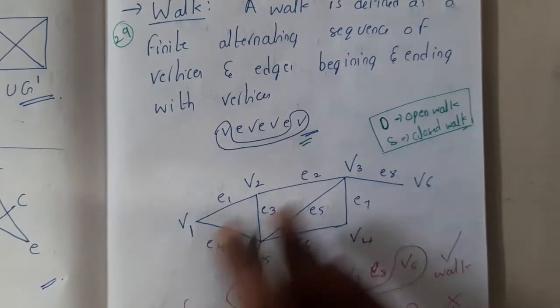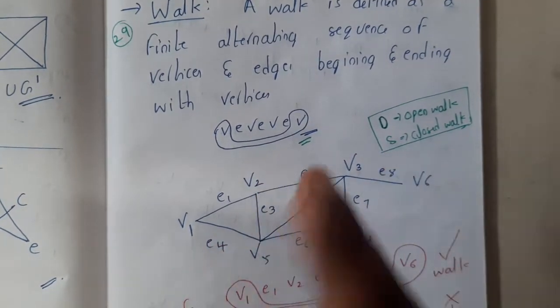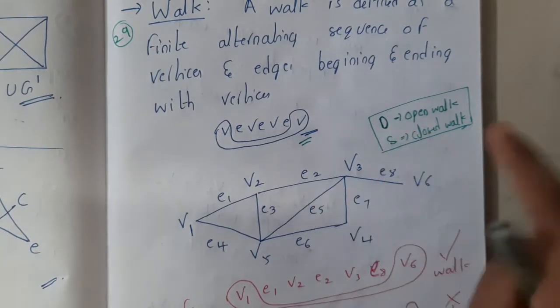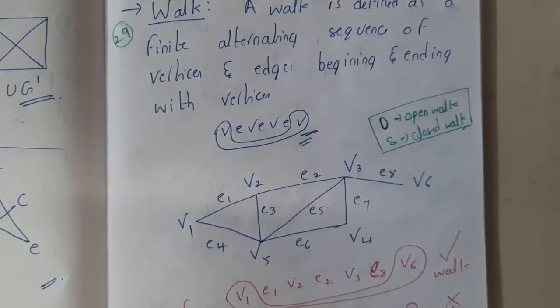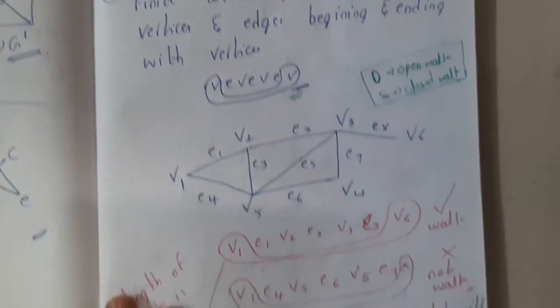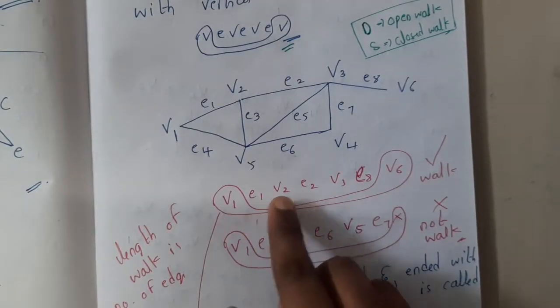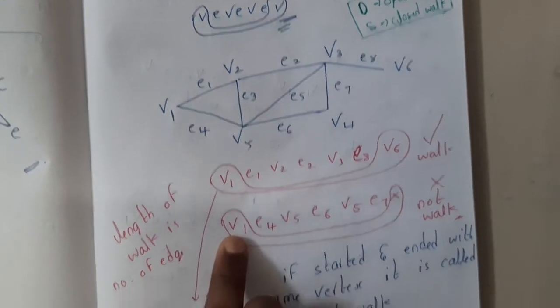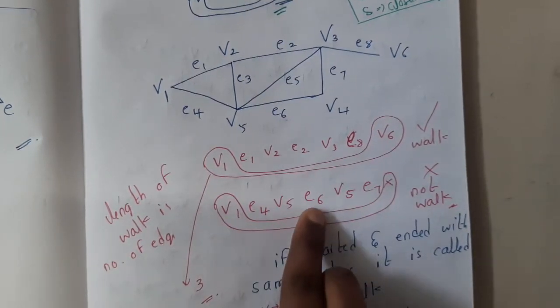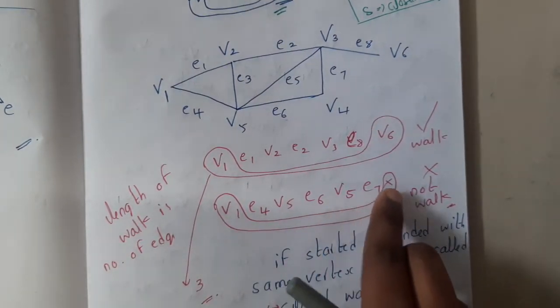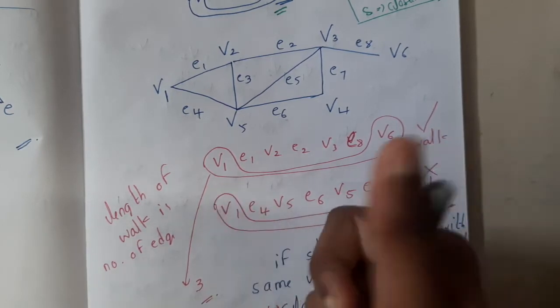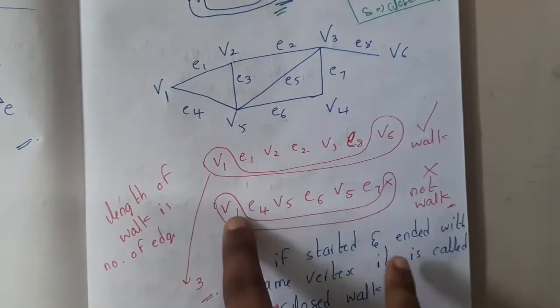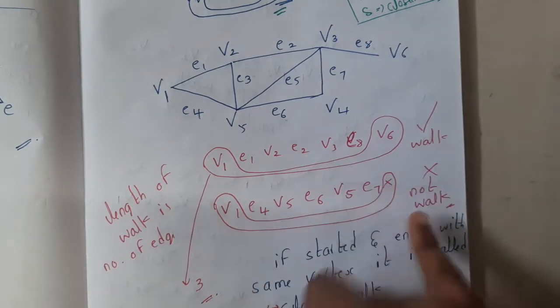The only concept is that it is vertex-edge pairs: vertex, edge, vertex, edge, vertex, edge, and end with a vertex, starting and ending with a vertex. Here we wrote an example. V1, E1, V2, E2, V3, E8, V6. So this is a walk. Similarly, V1, E4, V5, E6, V5, E7. Here there is no ending vertex, right? What did I say? It should start and end with a vertex. But here it is not ending with one, so it is not a walk.